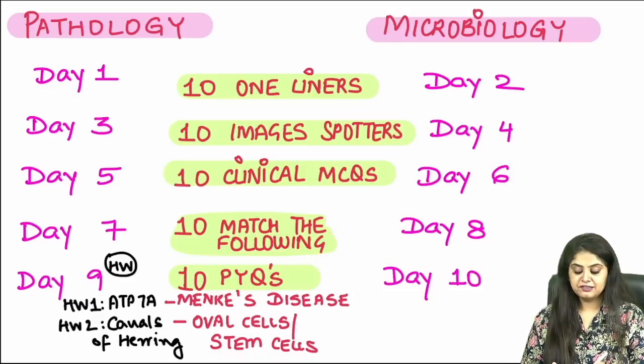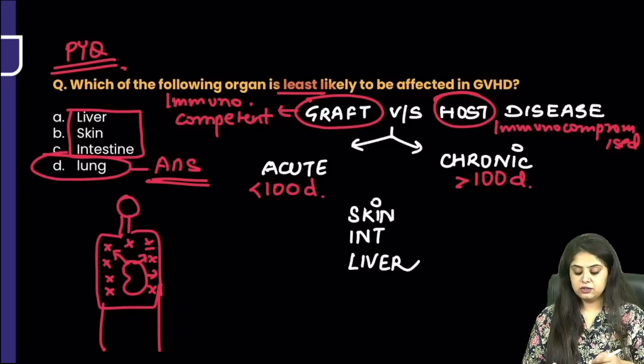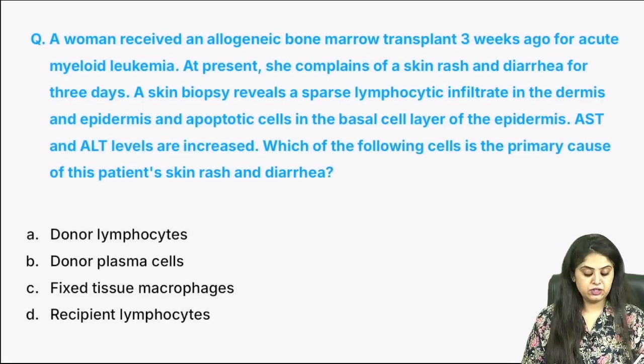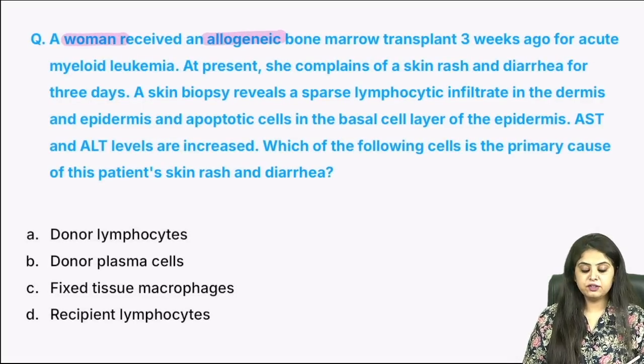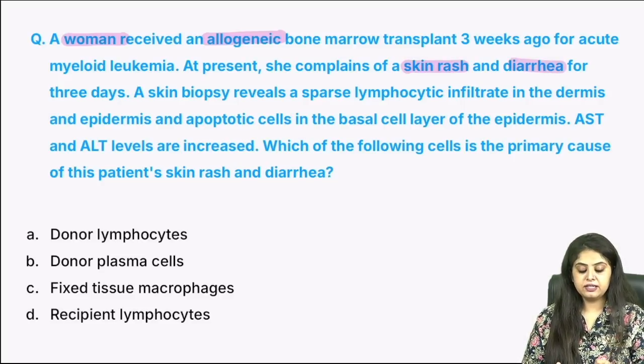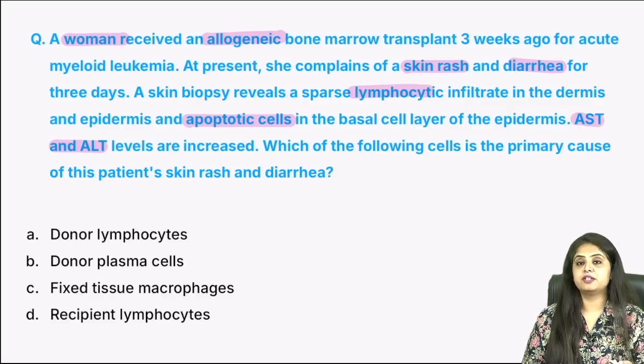If you remember, the last slide where we left yesterday was to do with the graft versus host disease, and this is a question that I explained to you in the PYQs. Continuing on the same and talking about transplantation, here you have a woman who has received an allogenic bone marrow transplant 3 weeks ago for acute myeloid leukemia, so a blood cancer. She complains of a skin rash, diarrhea for 3 days. A skin biopsy is showing lymphocytic infiltration in the dermis and the epidermis, along with apoptotic cells in the basal layer of the epidermis. Liver is also affected because AST, ALT, the liver enzymes are elevated. Now they are asking you which cell is responsible for it.